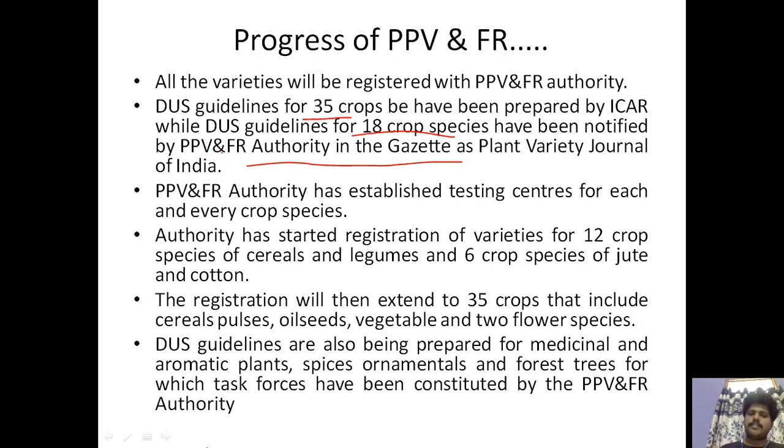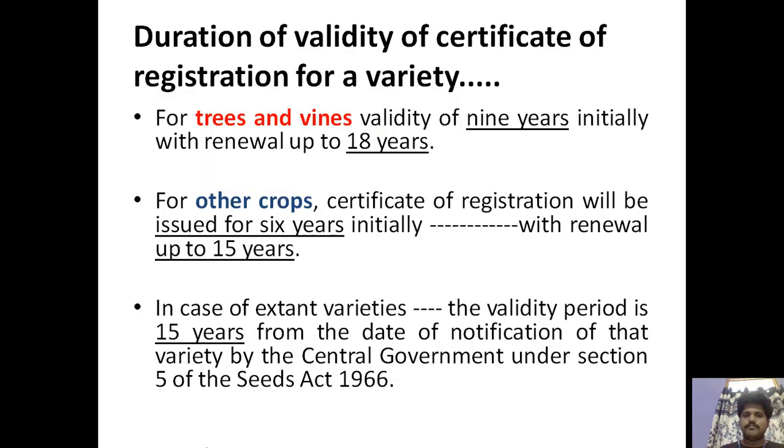Then the PPVFR authority has established testing centers for each of the crop species, and the authority has started registration of varieties for 12 crops of cereals and legumes and 6 crop species of jute and cotton. Then the registration will be extended to 35 crops that include pulses, oilseeds, vegetables, and also 2 flower species. And DUS guidelines are also being prepared for medicinal and aromatic plants, spices, ornamentals, and forest trees, for which task forces have been constituted by the PPVFR.